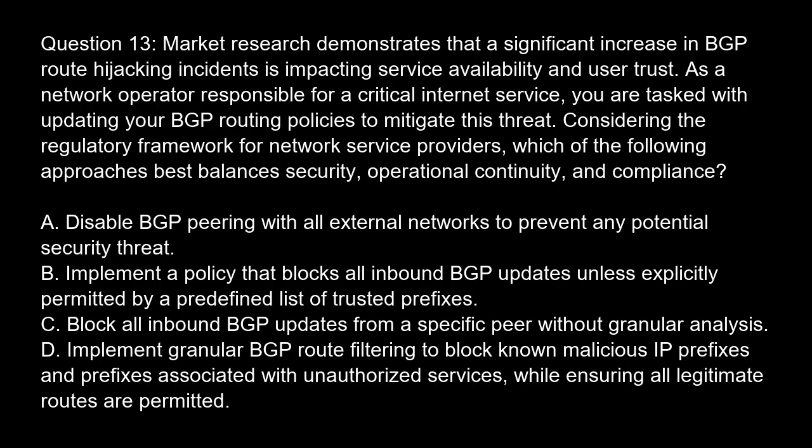Option A. Disable BGP peering with all external networks to prevent any potential security threat. Option B. Implement a policy that blocks all inbound BGP updates unless explicitly permitted by a predefined list of trusted prefixes. Option C. Block all inbound BGP updates from a specific peer without granular analysis. Option D. Implement granular BGP route filtering to block known malicious IP prefixes and prefixes associated with unauthorized services, while ensuring all legitimate routes are permitted.